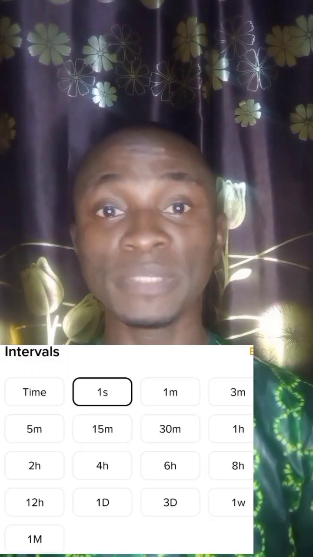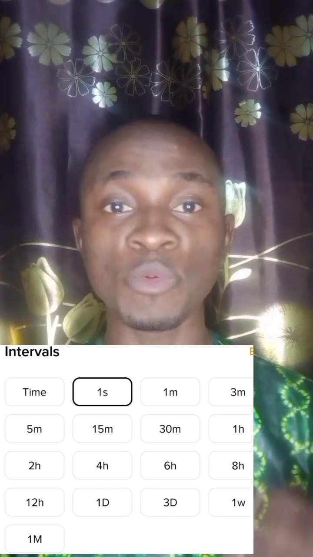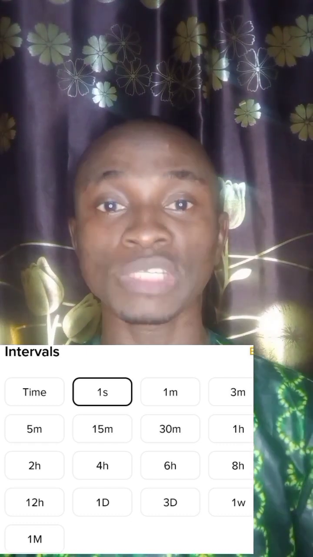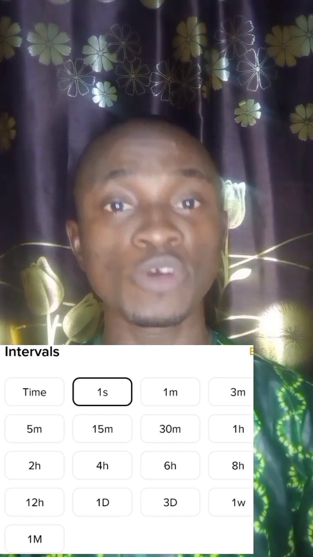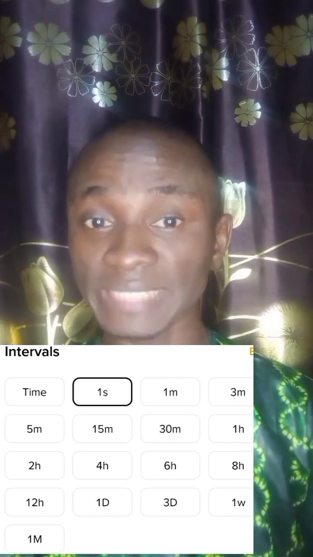So guys, let us start with the basics. A candlestick simply shows what happened to the price of a token within a certain time frame. Maybe 1 minute, maybe 2 minutes, 5 minutes, 1 hour, 4 hours, or 24 hours. So one candlestick is equal to the full story of what happened in a certain time frame.